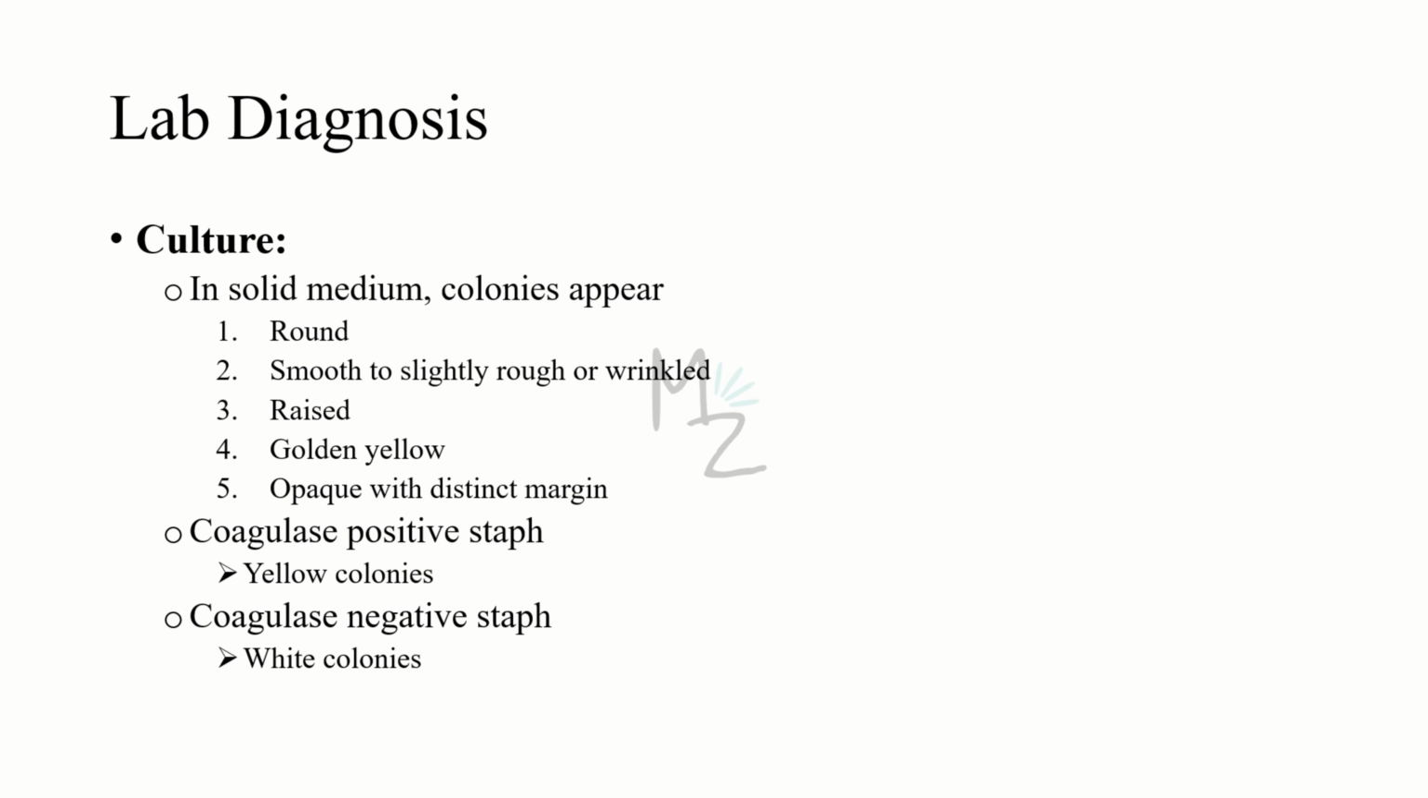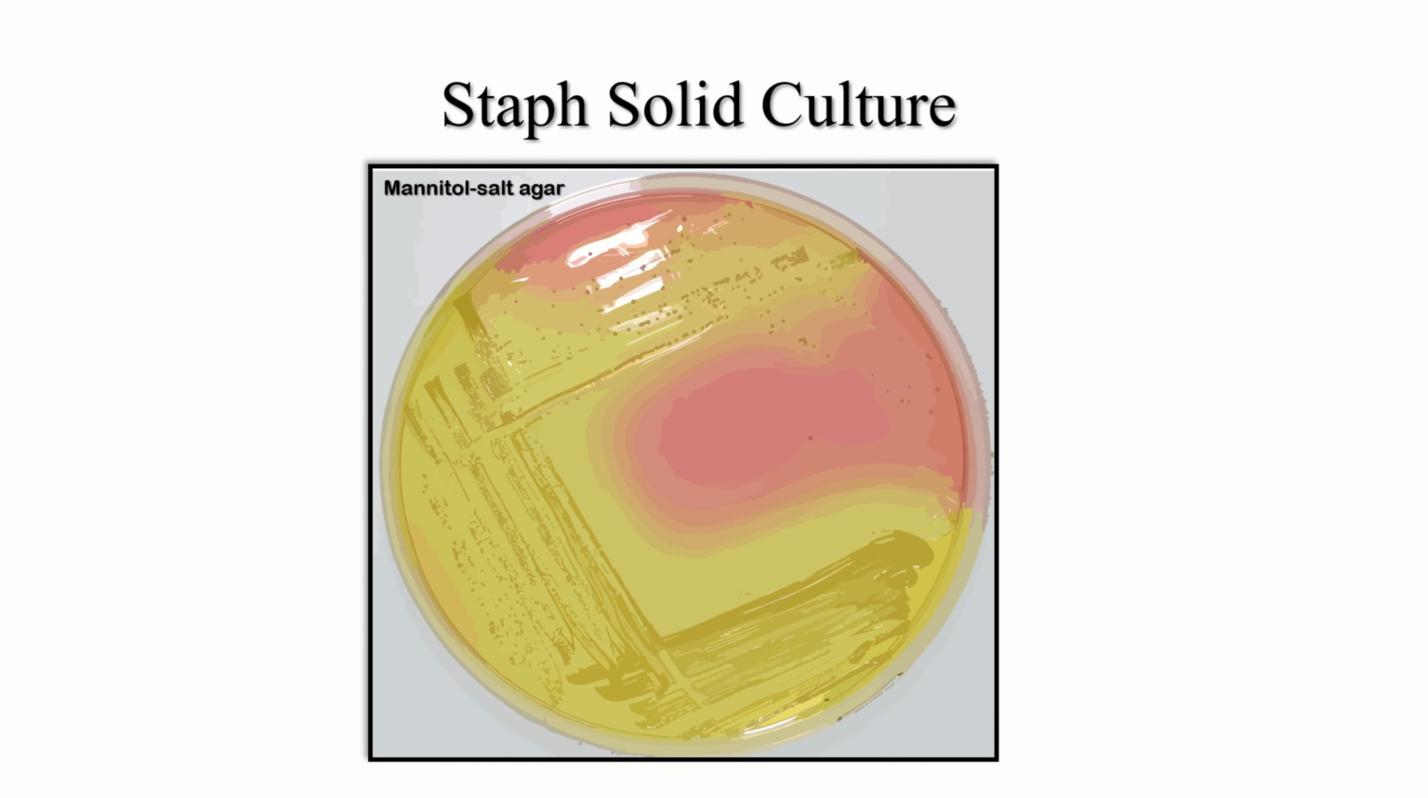For coagulase positive staph, yellow colonies will appear, but for coagulase negative staph, white colonies will appear, as you can see in this picture. Let me explain it to you. Cultures of Staph aureus typically yield golden yellow colonies that are usually beta hemolytic. Staph aureus is coagulase positive. The mannitol salt agar is a commonly used screening device for Staph aureus.